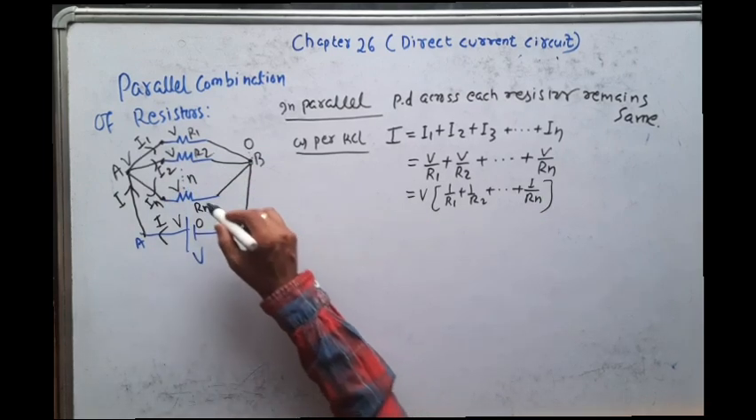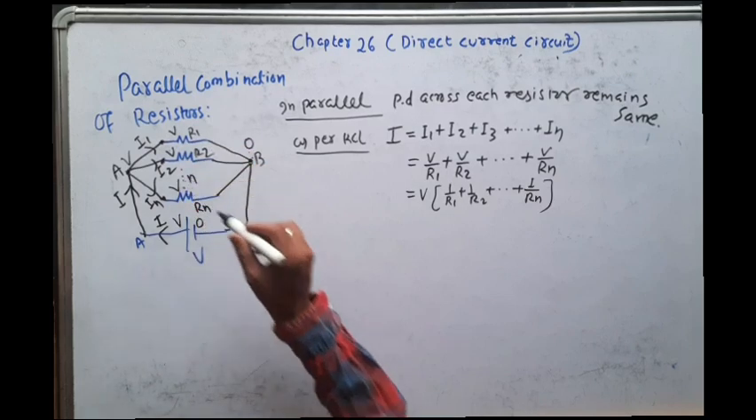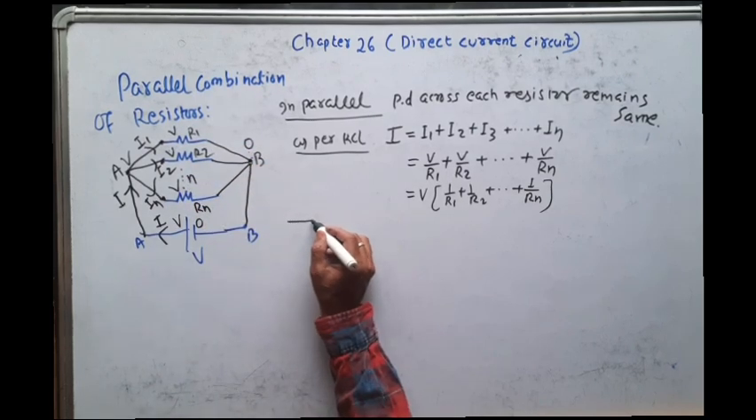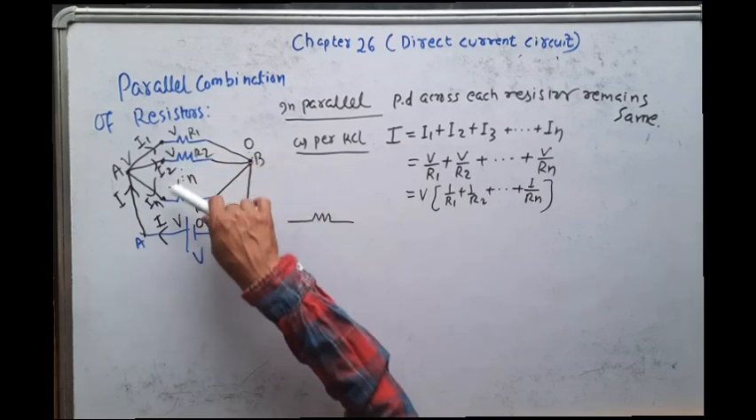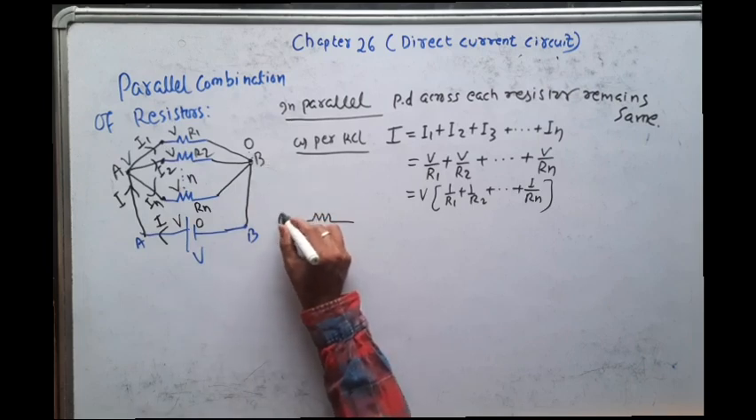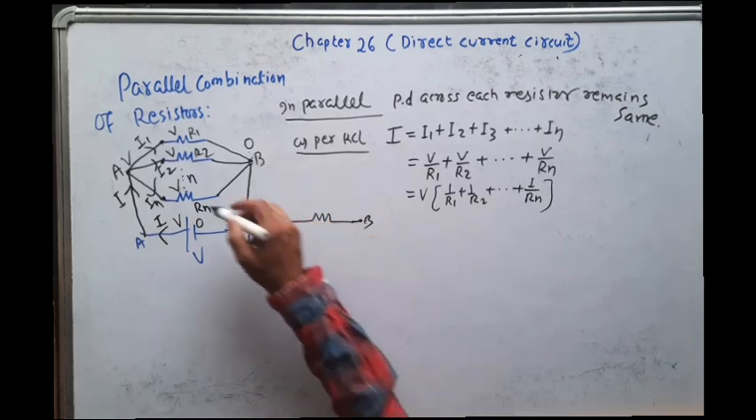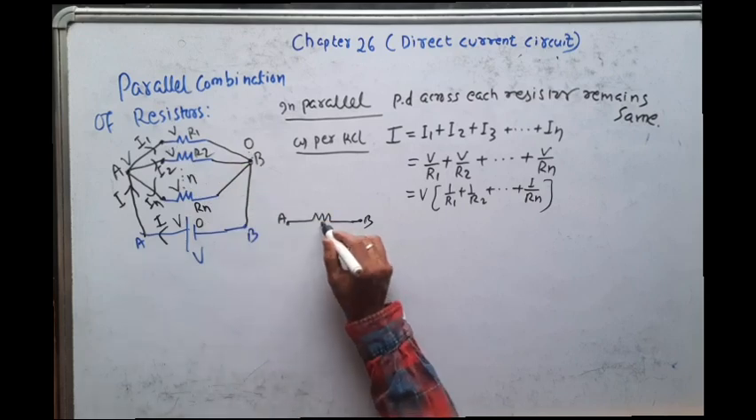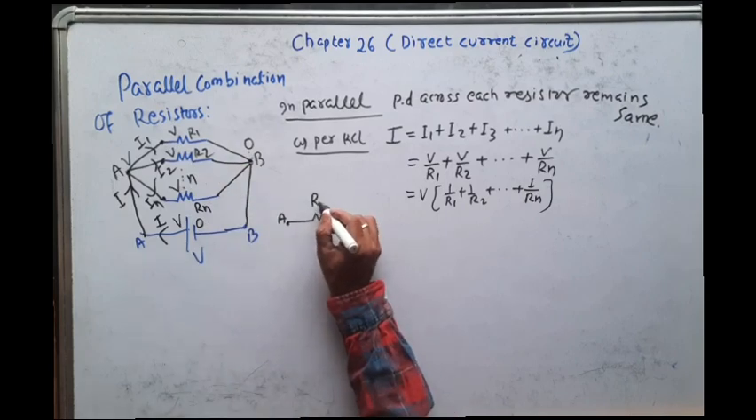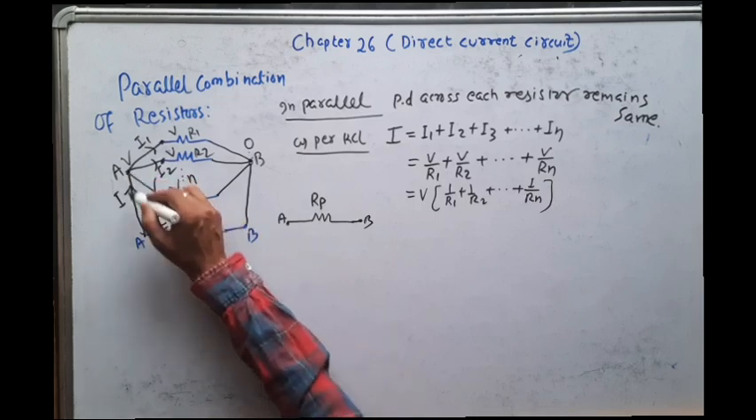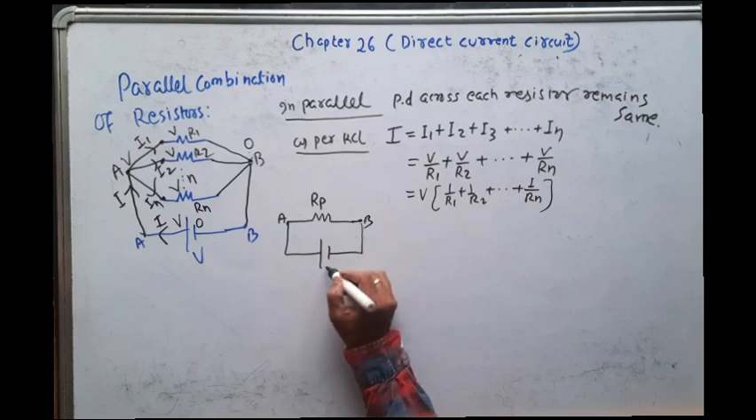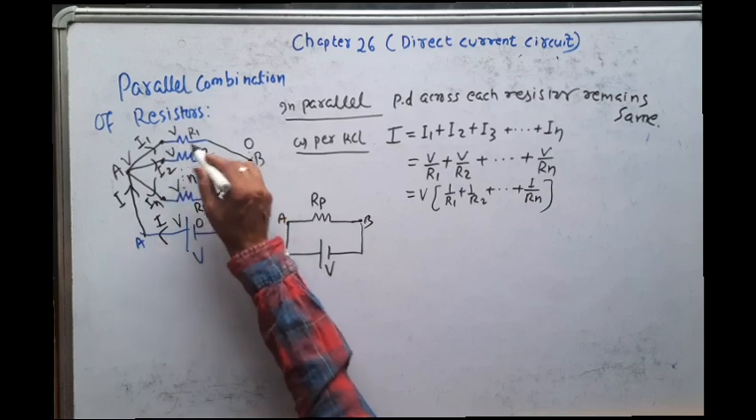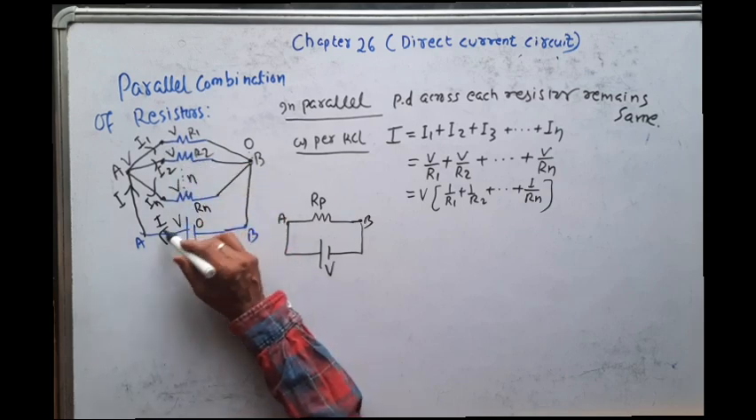Now what I will do, instead of n number of resistors, I will connect a single resistor. I will remove all the resistors across the A and B terminals. This is A and this is B. So in place of n resistors, I will connect a single resistor whose resistance value, say, is Rp. And these A and B are connected to the voltage source whose potential difference is V. Here I am also taking the same voltage source V. Here all the n resistors were drawing current I.